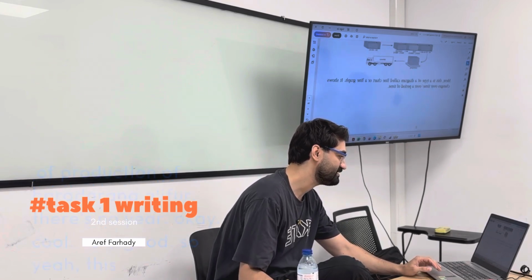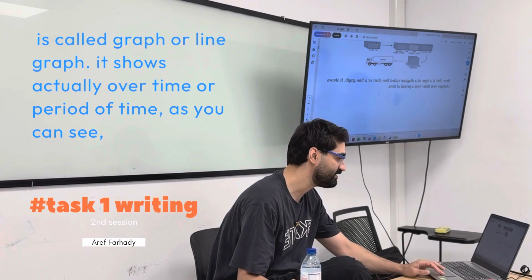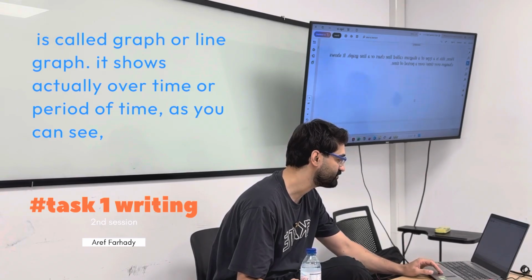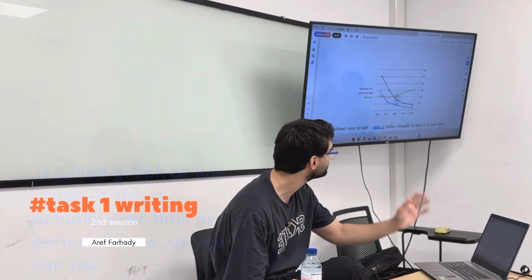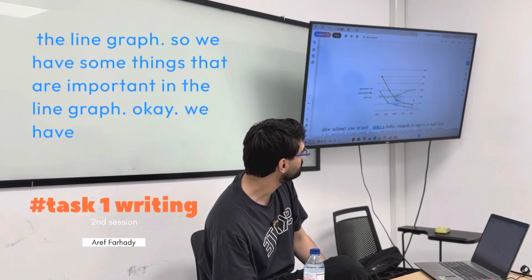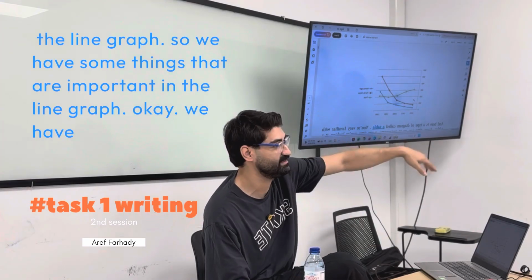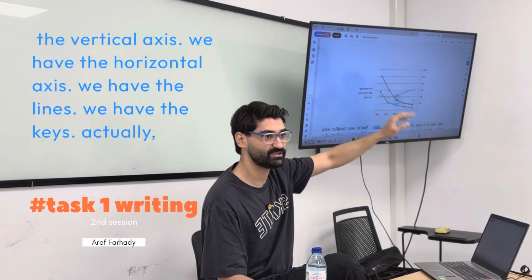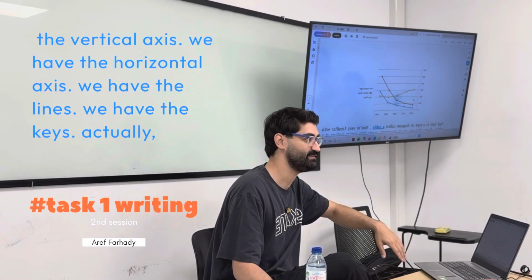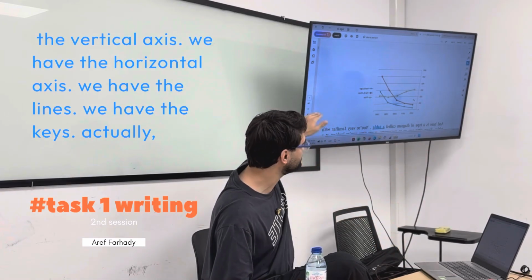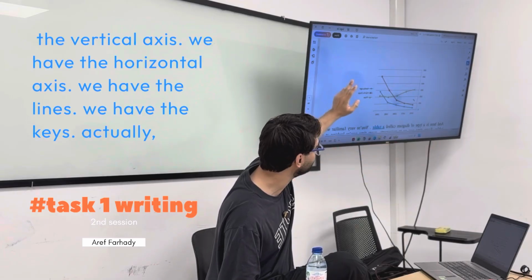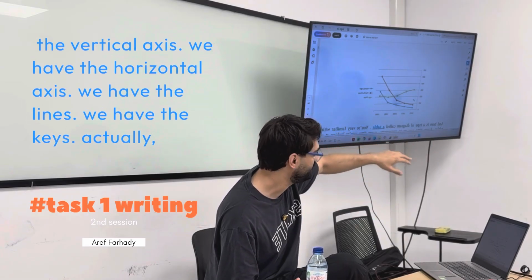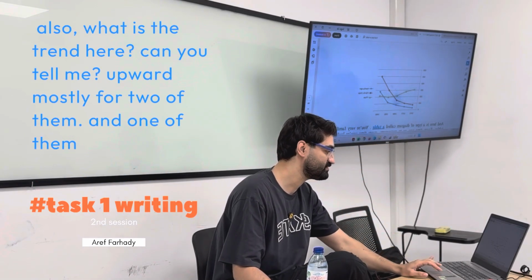So yeah, this is called a line graph. It shows change over a period of time, as you can see. We have some important things in the line graph, okay? We have the vertical axis, the horizontal axis, the lines, and the keys. And also, what is the trend here?